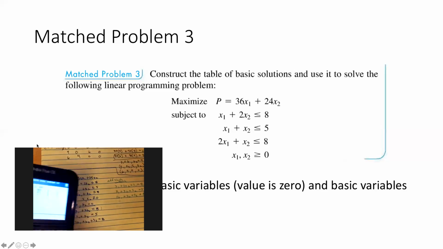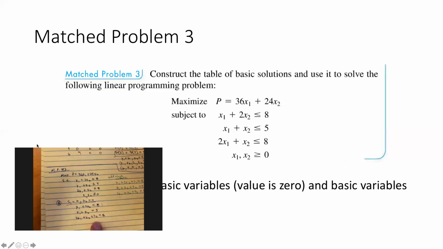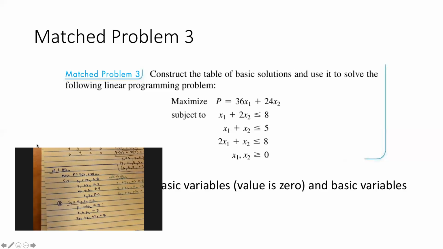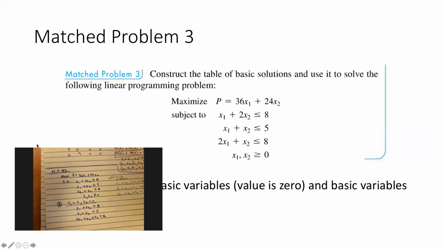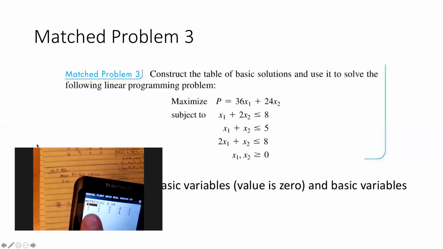So we'd have 2, 0, and 8. Why does this one have 0? Because S3 is technically the 3rd variable column. Okay? And then we'd have 1, 1, 0 and 5. And we have 2, 1, 1, and 8. So your matrices should look like that. Again, that first column is your x1, second column is your x2, third column is actually your S3, and this one is finally your number column.